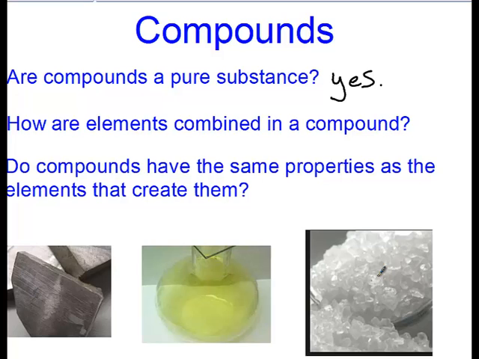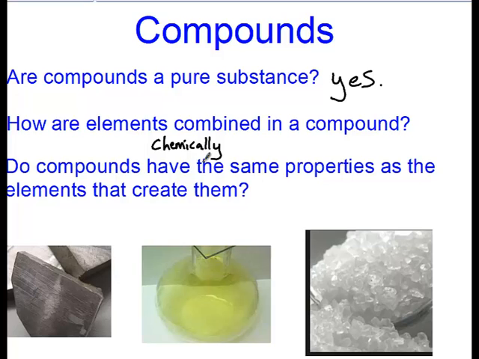Okay. The second question, how are elements combined in a compound? The way that elements are combined is chemically. In a mixture, they're put together, but in compounds, they're chemically combined, which means they're not easy to separate.